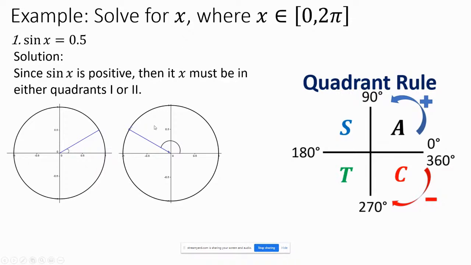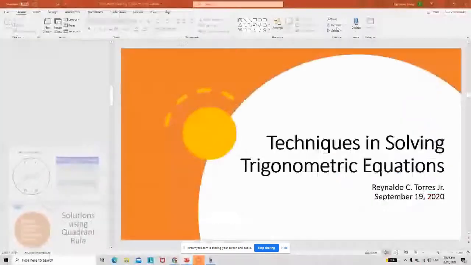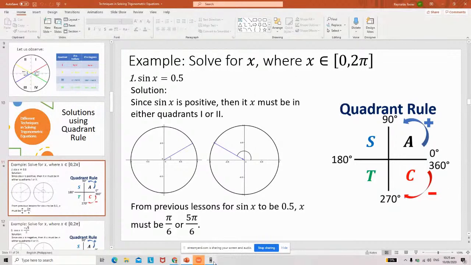When will sin x be 1/2? From the previous lesson, sin x is equal to 0.5, so the angle x must be pi over 6 or 5 pi over 6, between the interval 0 to 2 pi. Now, how are we going to use our calculator? Okay, let's use the calculator.